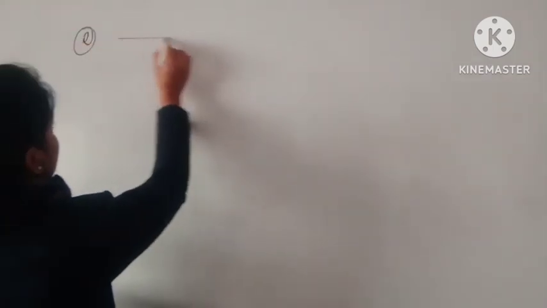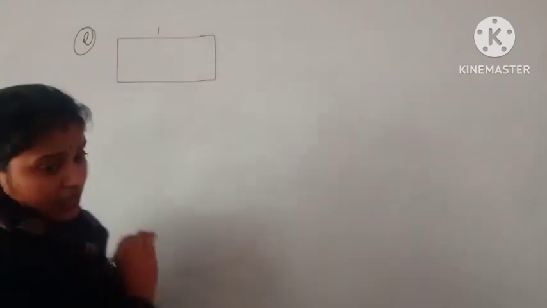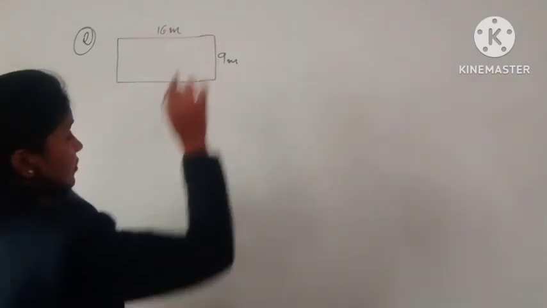So, already we have discussed numerical 1 of exercise 18.1. Today, we will be discussing some more numericals of the exercise. Let us discuss the second numerical. The question is, a rectangle is there whose length is 16 meter and breadth is 9 meter. So, let me make a rectangle whose length is given as 16 meter and the breadth is given as 9 meter. Okay, so this is a particular figure.